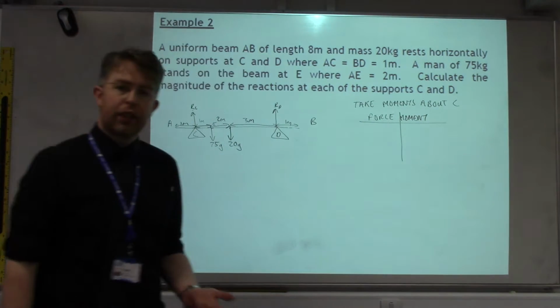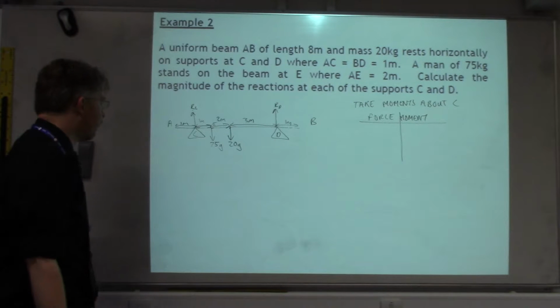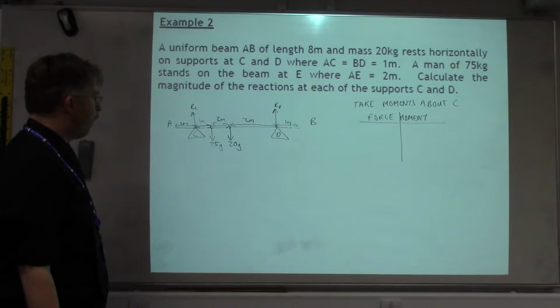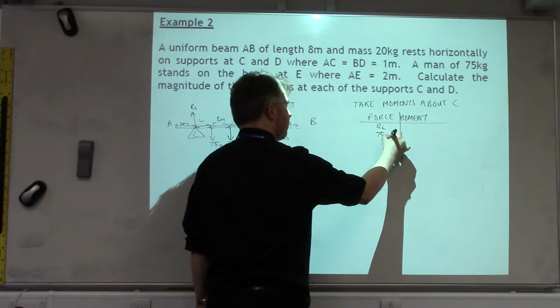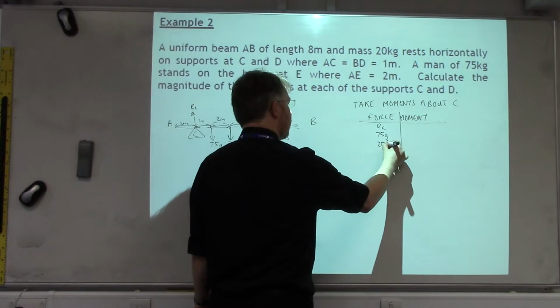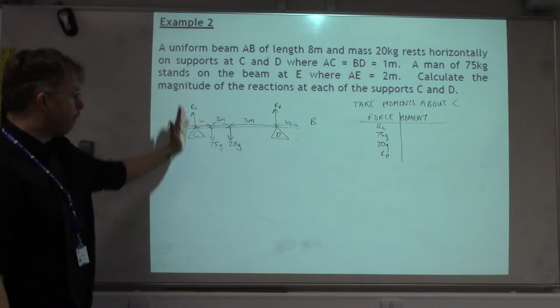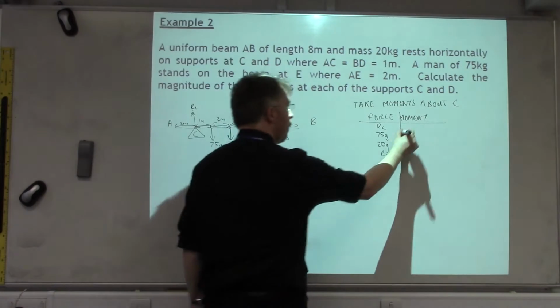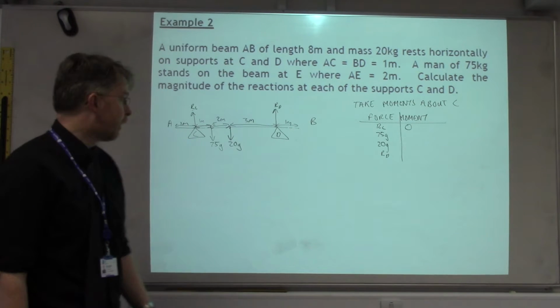So you basically have to state which point you're going to take your moments about so that the examiner can follow your work. So we've got 4 forces, RC, 75G, 20G, and RD. Now RC goes through the point C, so 0 distance away, 0 moment. That means that the equation we get will only have one unknown in it.